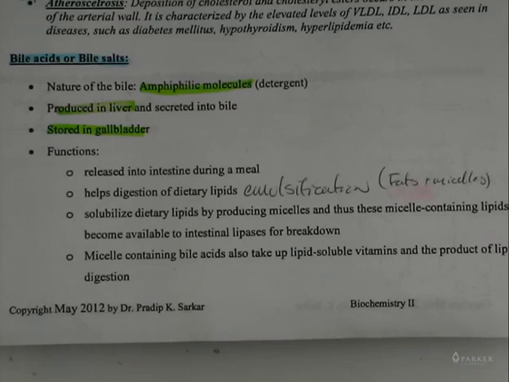Now, please note this. They are produced by the liver, stored in the gallbladder, and secreted in the bile into the small intestine. Please know that. They're not produced in the gallbladder. They're not secreted in the liver. They're produced in the liver, stored in the gallbladder, and secreted into the small intestine as bile.